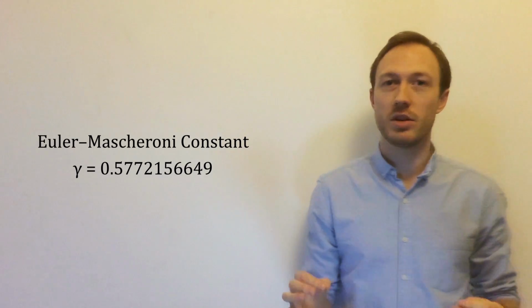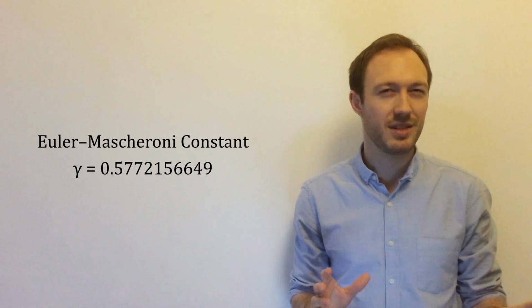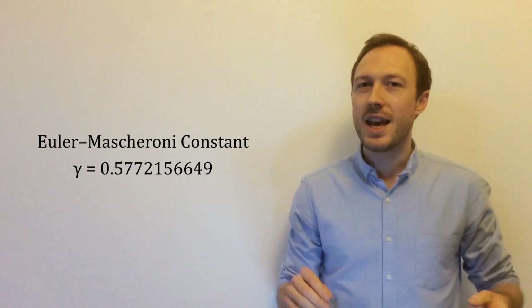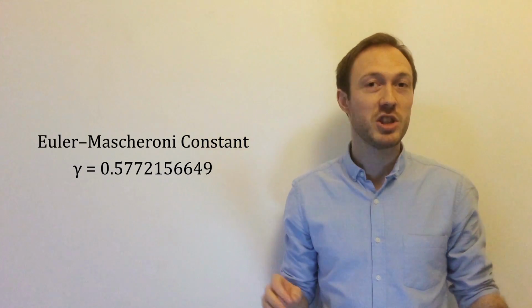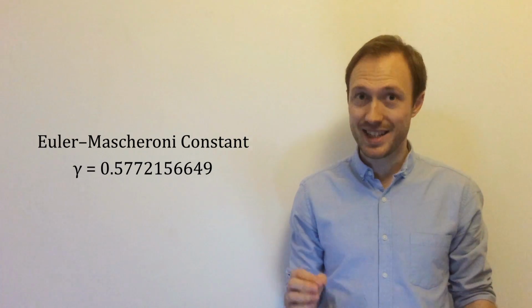Now, this Euler Mascheroni constant is an incredibly useful and ubiquitous number in mathematics. It's denoted by the Greek letter gamma, and the latest number of decimal places to which it's been published is a little over 119 billion.